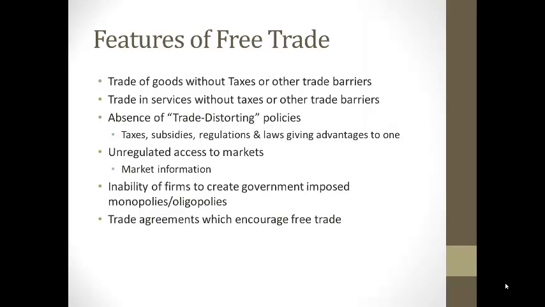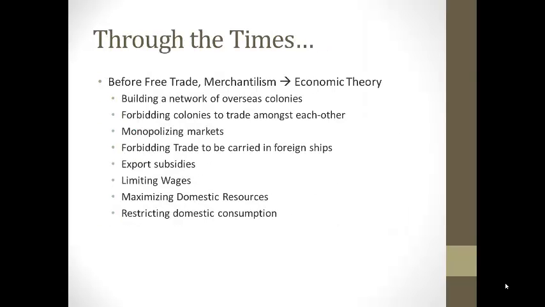Now, free trade is also unregulated, which basically means that anybody is allowed access to the market or market information thereof. And it also nulls the ability of firms to create government-imposed monopolies and oligopolies. And then from there, it allows companies to formulate trade agreements, which would hopefully encourage free trade.